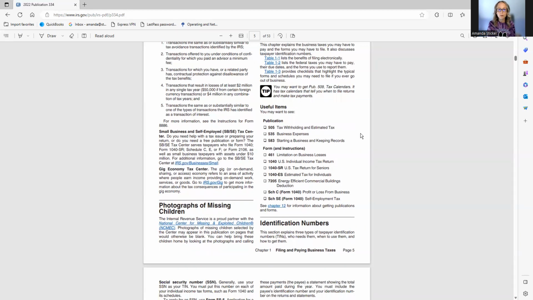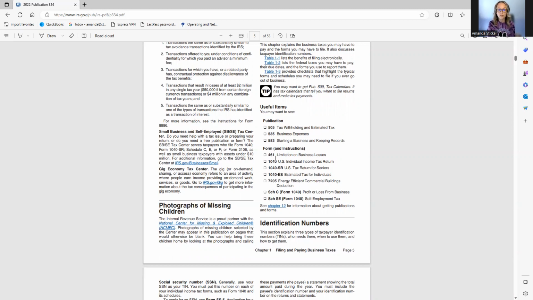So, useful items you may want to see. We have a list of publications: 505 for tax withholding and estimated taxes, 535 for business expenses, 583 for starting a business and keeping records, and we'll go through each of these.